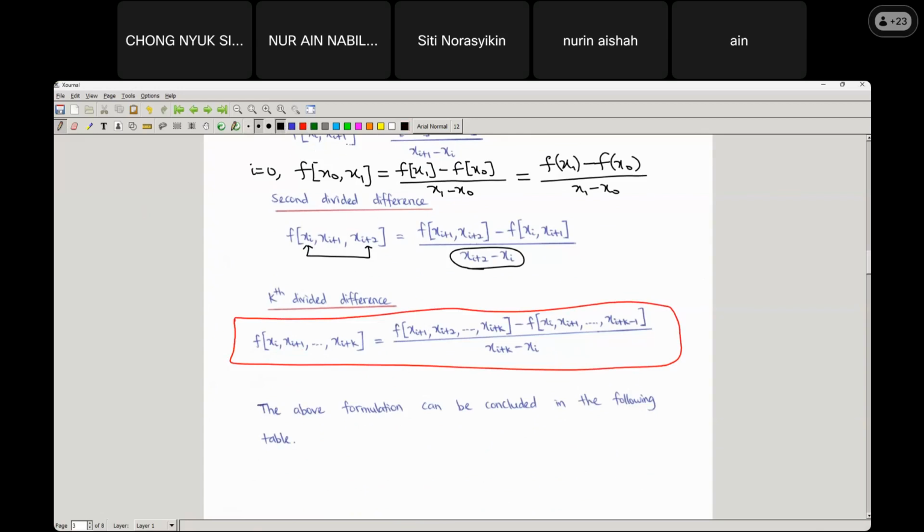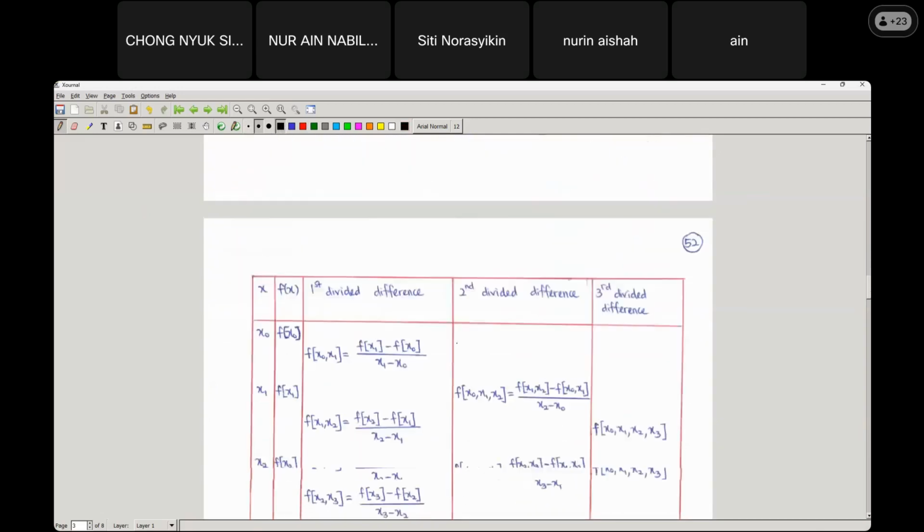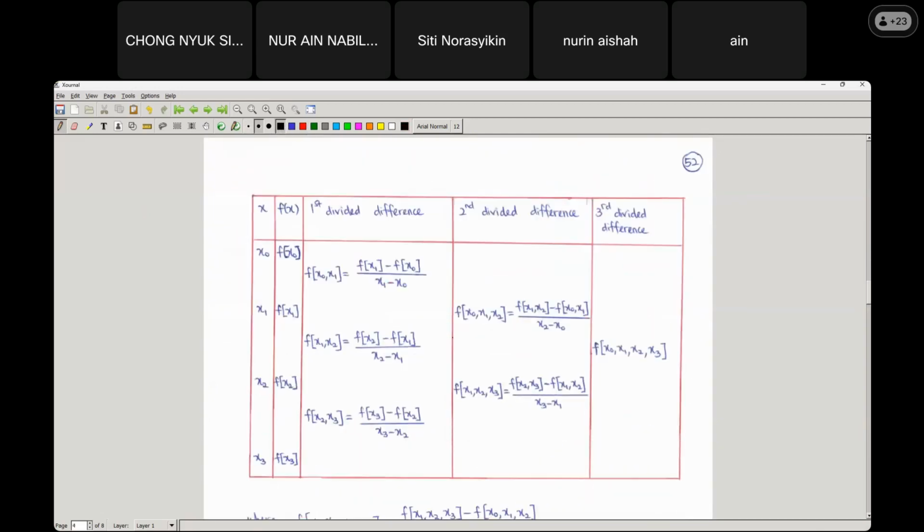Okay, so I think it's better for me to show you the table, how we're going to calculate the divided difference, all right? Suppose usually in the exam, this data set will be given. This one usually will be given, but not the first divided difference, second divided difference, and third divided difference. This one you usually need to calculate by yourself. However, if it is given, then you have to use the information that is given to you.